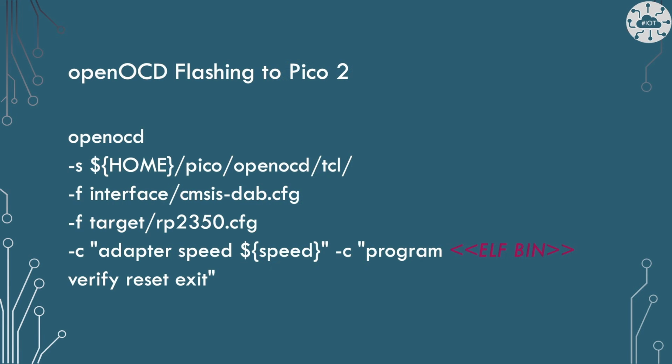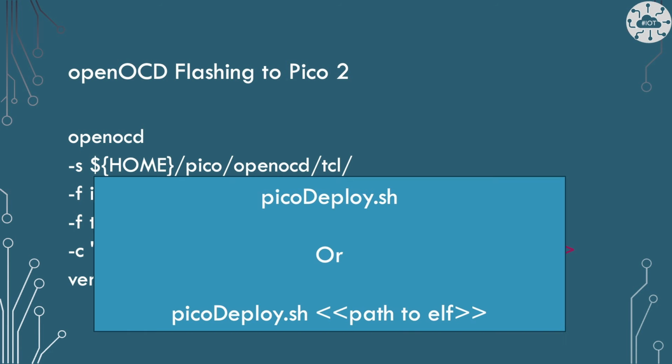To flash the Pico via SWD, we actually need to use this OpenOCD command. It's quite verbose, and you'll notice that now we have a target line that's talking about the RP2350, where it used to talk about the RP2040. Otherwise it's pretty much the same command that we've been using all the time. Now, of course, I can't remember this command any more than you can, I'm sure. So what I have is actually a script called pico-deploy.sh, which does all that for me.